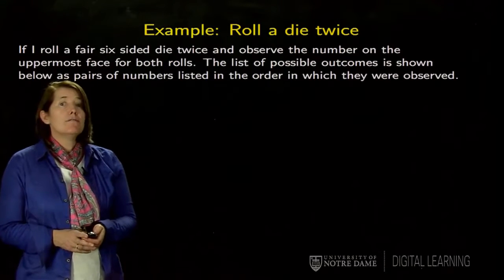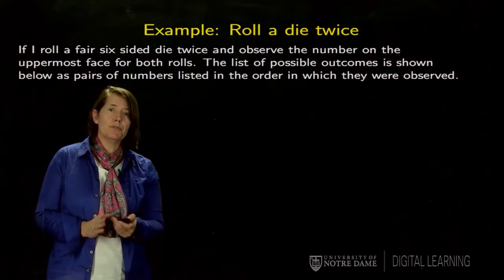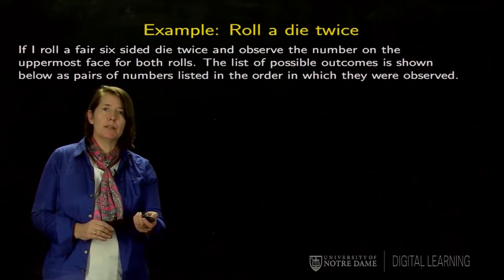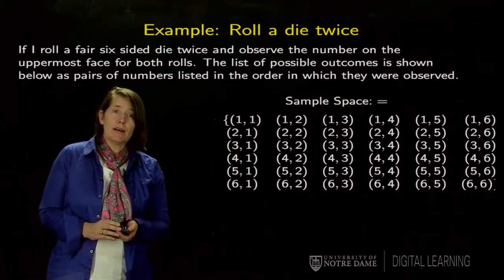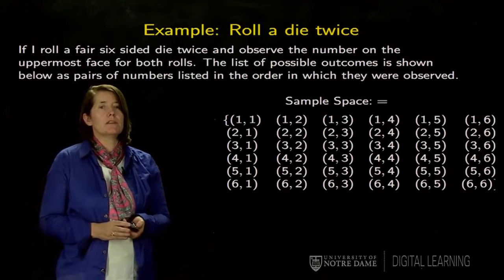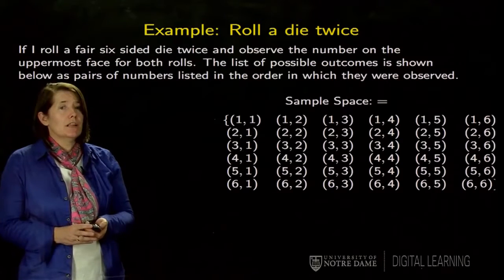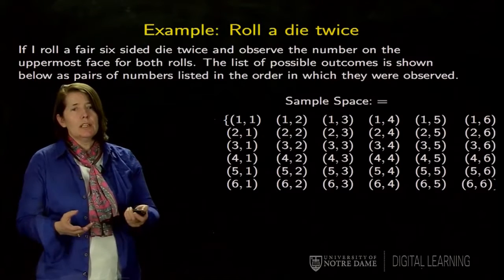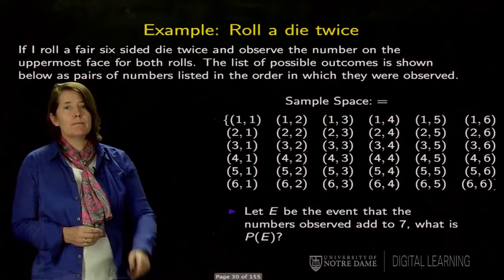If I roll a fair six-sided die twice and observe the number on the uppermost face for both rolls, then the list of possible outcomes is going to be a pair of numbers in the order in which they were observed. I get 36 outcomes in all in my sample space, and it's easy to believe that they're all equally likely because it's a fair die, and no one should be more probable than the other. So each outcome in the sample space has probability 1 over 36.